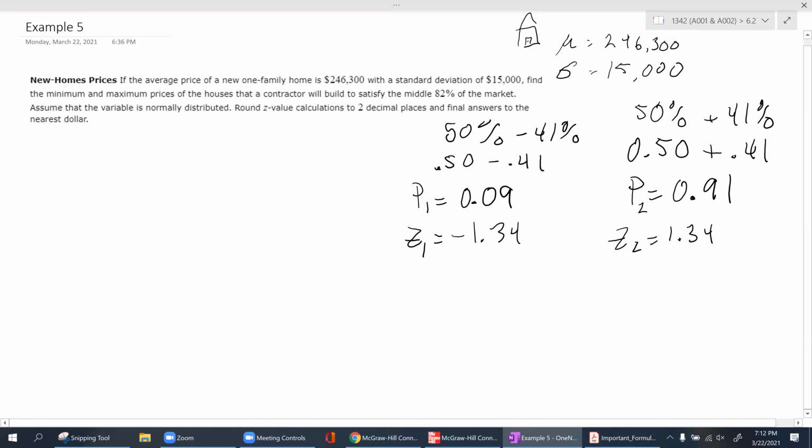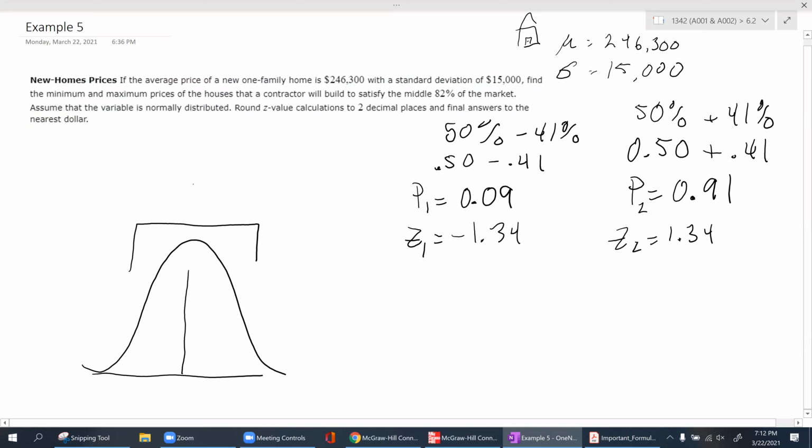You would assume that, because we're dealing with a symmetrical curve, and this is evenly in half. This is 82%. It only makes sense that these two values will be the same and just differ by the negative sign.